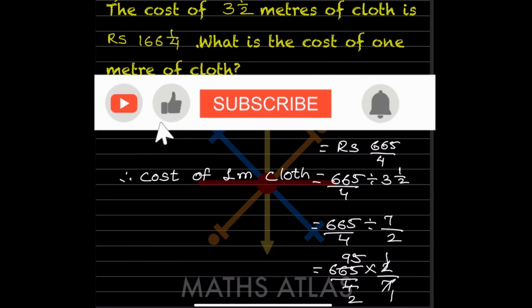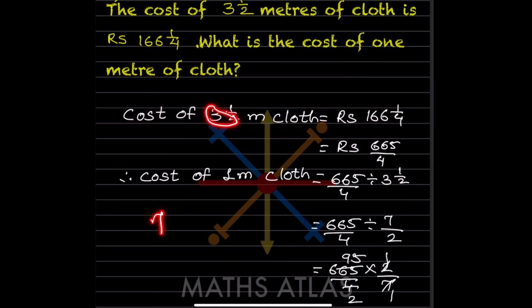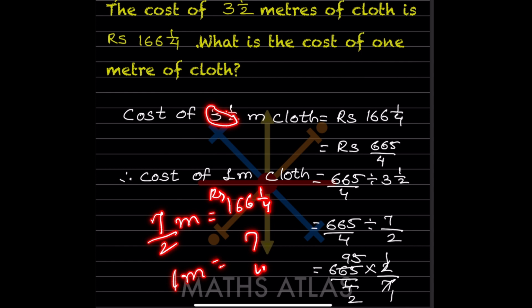3.5 meters, we can also write as 7 by 2. So this will be 6 plus 1, 7 by 2. So 7 by 2 meters cost 166 1 by 4 rupees. For 1 meter, we'll write below this. Now see, the advantage of writing here is that whenever we cross multiply, the two numbers that are there come in the numerator, and the single number goes in the denominator.